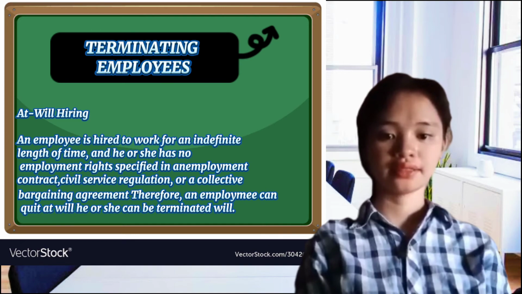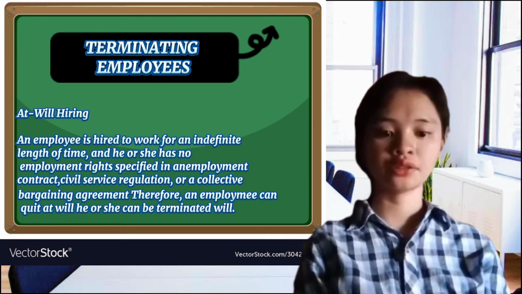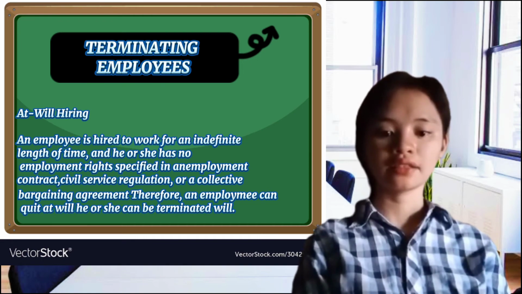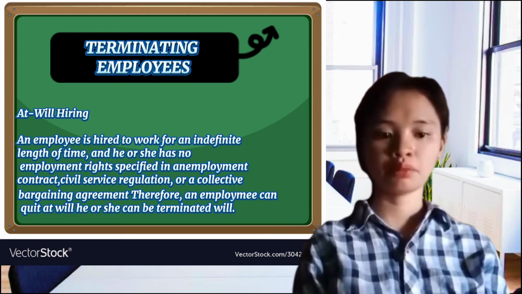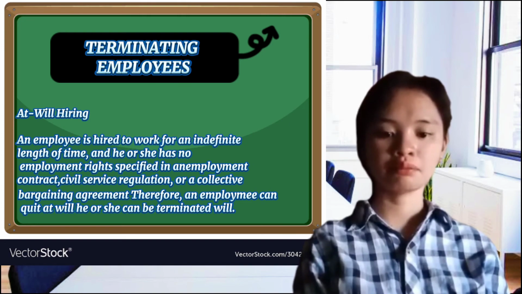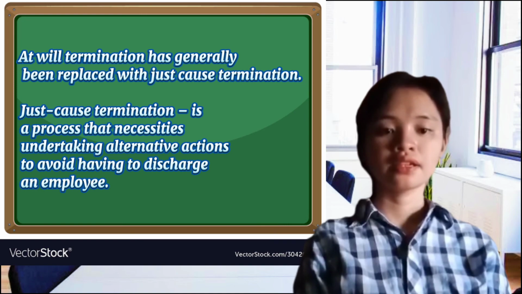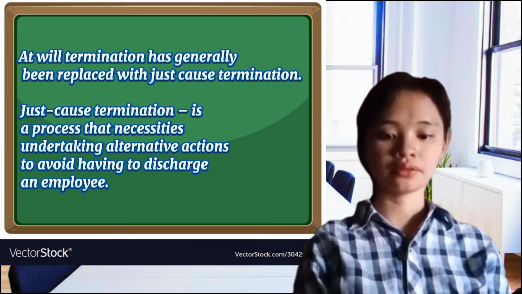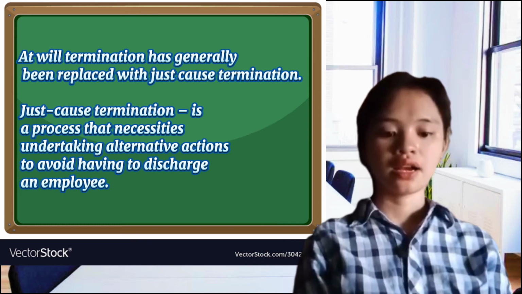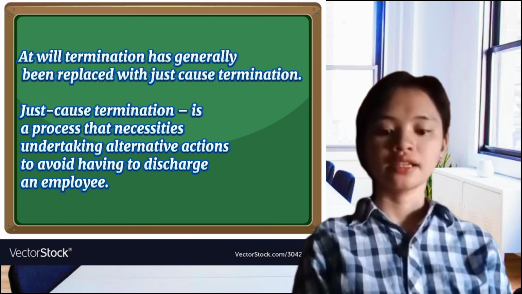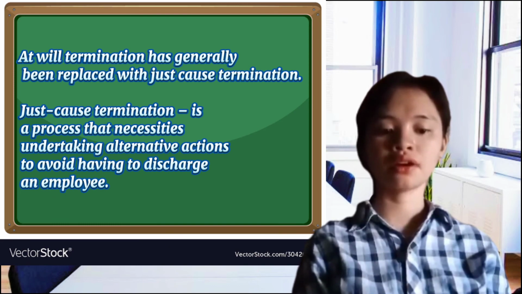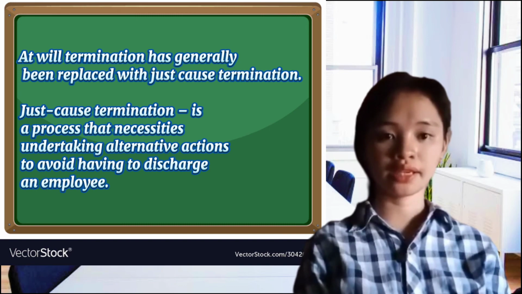Terminating employees. At hiring, an employee is hired to work for an indefinite length of time and he or she has no employment rights specified in an employment contract, civil service regulation, or a collective bargaining agreement. Therefore, an employee can quit or can be terminated as well. At-will termination has generally been replaced with just cause termination. Just cause termination is a process that necessitates undertaking alternative actions to avoid having to discharge an employee.